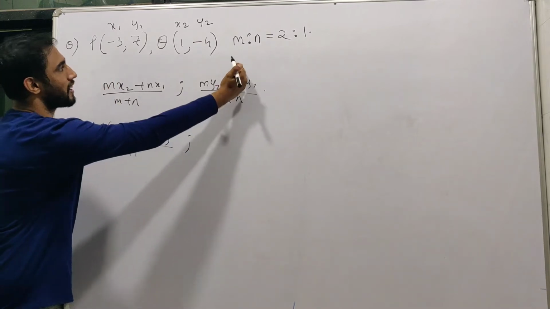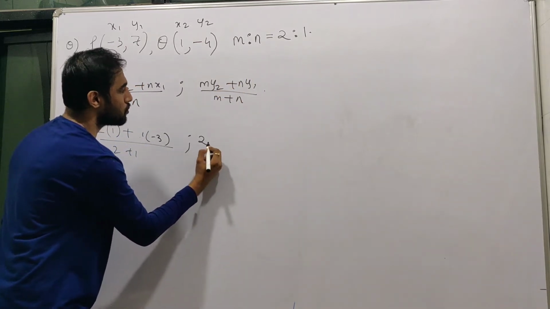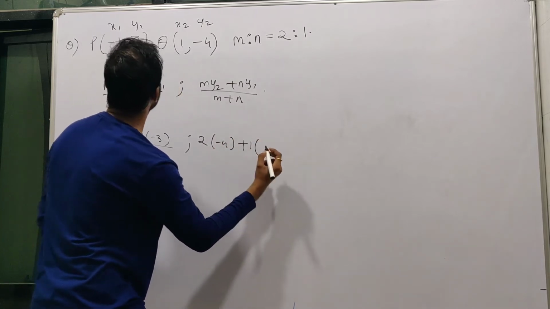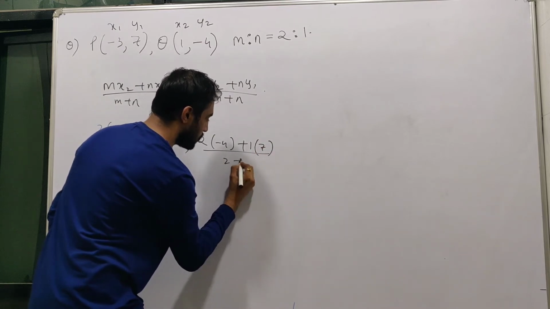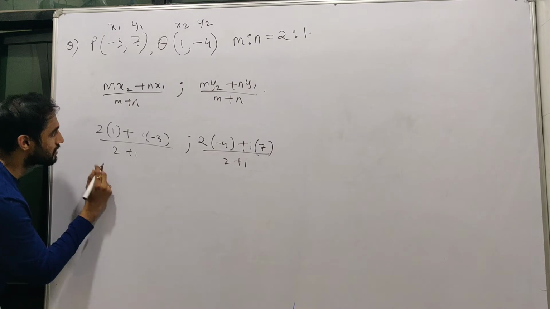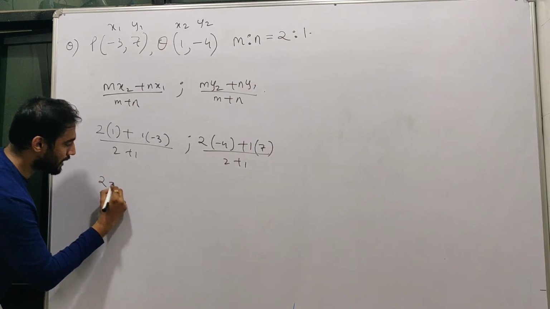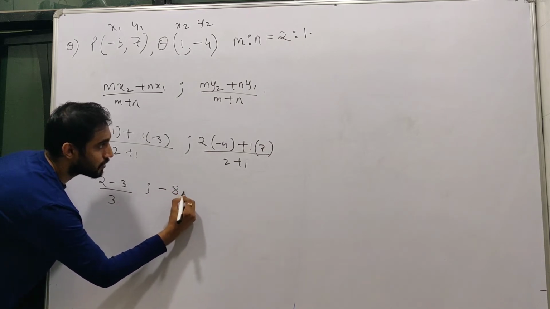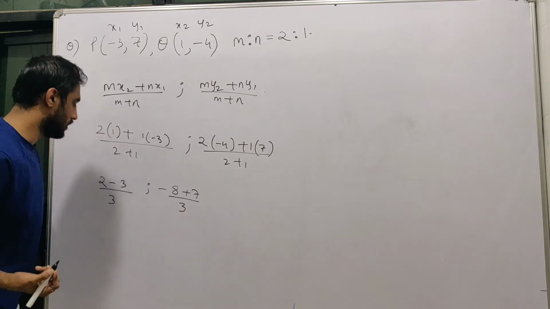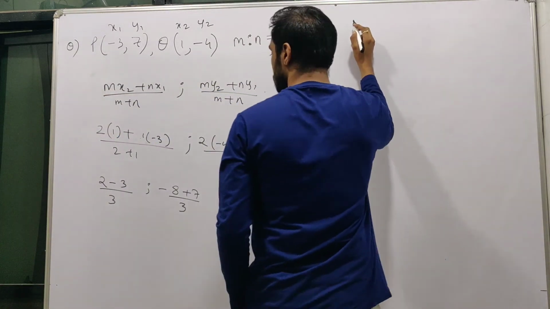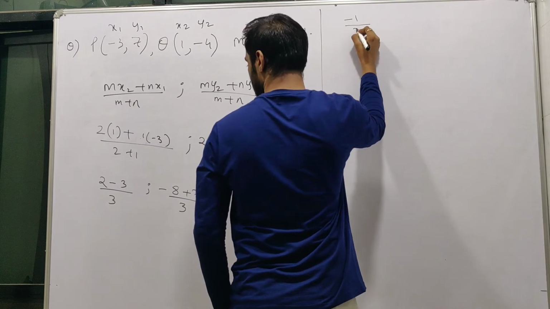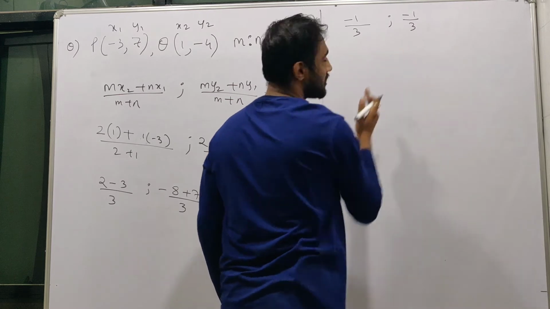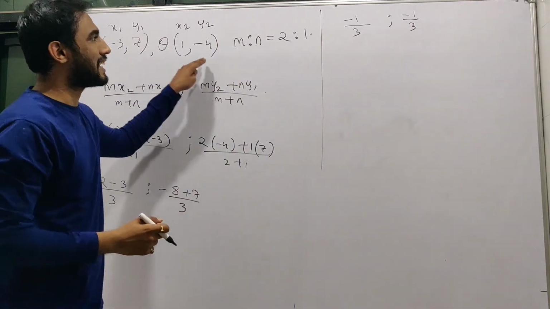Again we will do the same thing for the y coordinate. The value for m is 2, y2 is minus 4, plus n 1, y1 is 7, upon 2 plus 1. We can solve this further. 2 into 1 is 2, 1 into minus 3 is minus 3, upon 3. And 2 into minus 4 is minus 8, plus 7, upon 3. So we obtain our answer as 2 minus 3 is minus 1 upon 3, and minus 1 upon 3. So this is the answer we obtained by using the section formula.